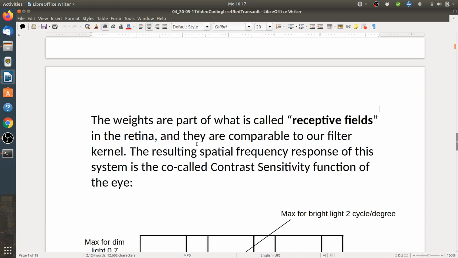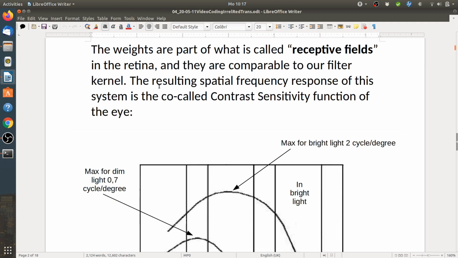Yeah, and the weights that we just saw are part of what is called receptive fields in the retina. And they are comparable to our filter kernel. So again, we have a slightly different name. In the eye, it's called a receptive field. In digital signal processing, it's called filter kernel.